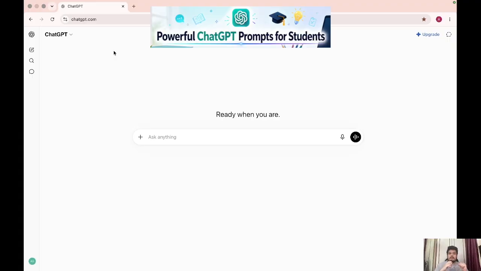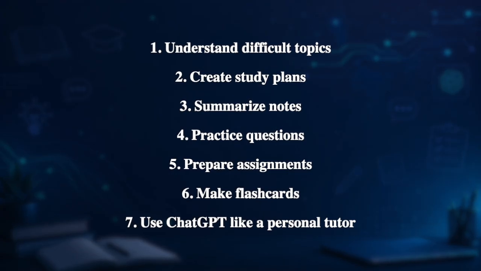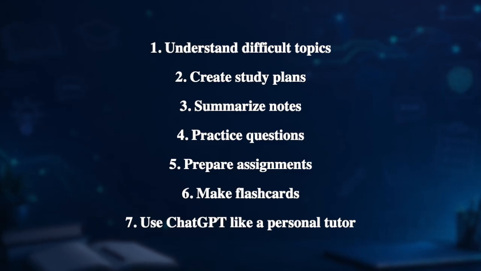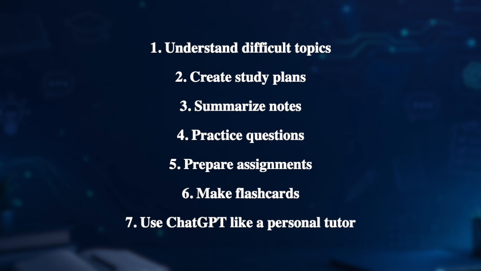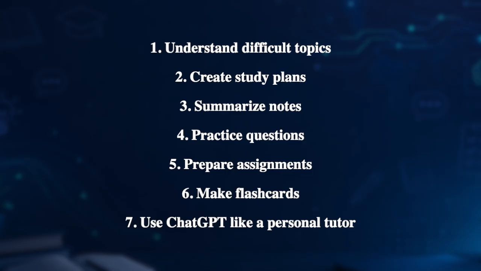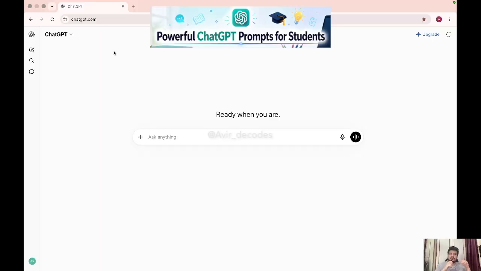So a quick recap of what we have seen today. Prompt number 1, explain difficult topics simply. Prompt number 2, create a study plan. Prompt number 3, summarize notes. Prompt number 4, generate practice questions. Prompt number 5, create assignment outlines. Prompt number 6, make flashcards. Prompt number 7, use personal tutor mode. So if you're a student, these 7 prompts can help you study smarter, revise faster, and understand concepts more clearly. But remember, use ChatGPT responsibly. Do not blindly copy, verify important information, and use it to improve your own learning.